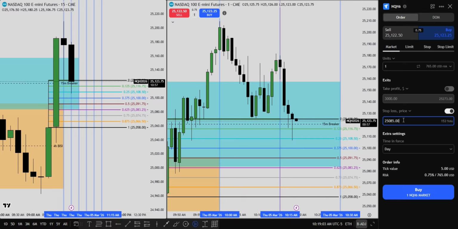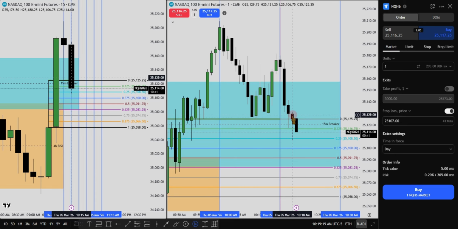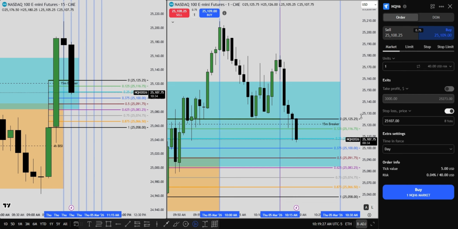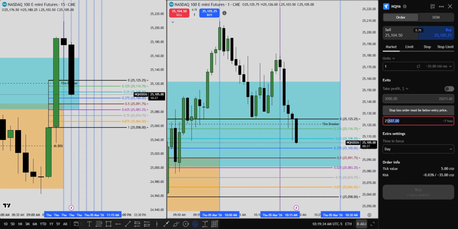25,107 flat. Flat here. This is our current LDCC. I'm just gonna adjust this as they're being created so that this is ready to go whenever I'm ready to enter into a position. I'll just delete that.